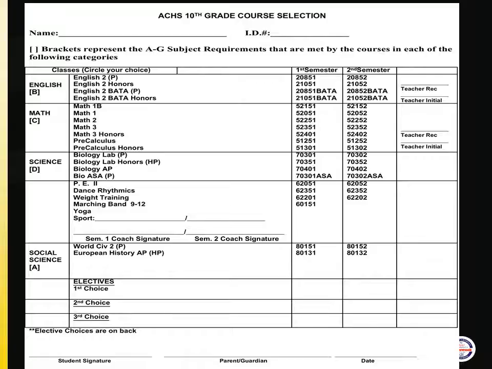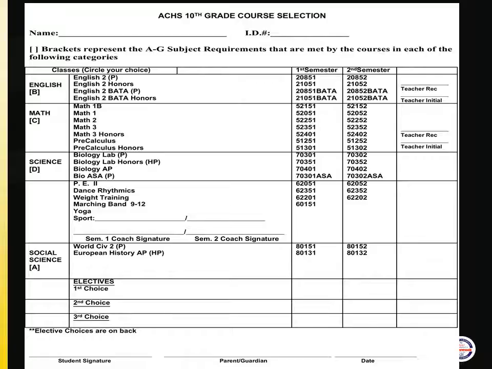Below that, we have social science. This will be your first year where you will take a year of a social science class. This year you had geography for a semester. Again, 2 choices: College Prep World Civilization 2 or AP European History.